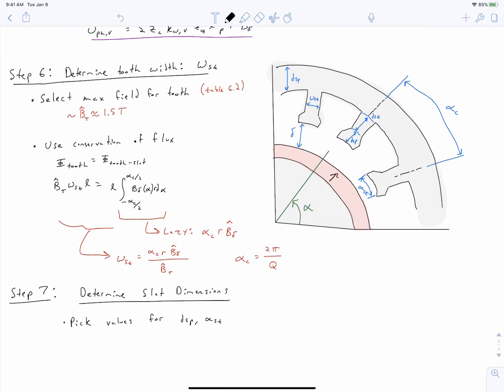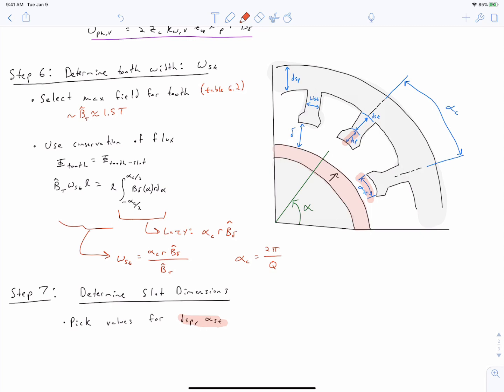Our next step is to determine the slot dimensions. That is to determine this height right here. And when we know that height, we already know this width, so we then know this full span of this slot. We know the full area of this slot. And the first step towards doing this is that we have to pick values for DSP and alpha ST. Remember, DSP is this length right here, and alpha ST is this span. And the way that you do this is you just need to make a decision using your engineering knowledge. So as you practice designing more motors, you'll gain more intuition for what these values should be.